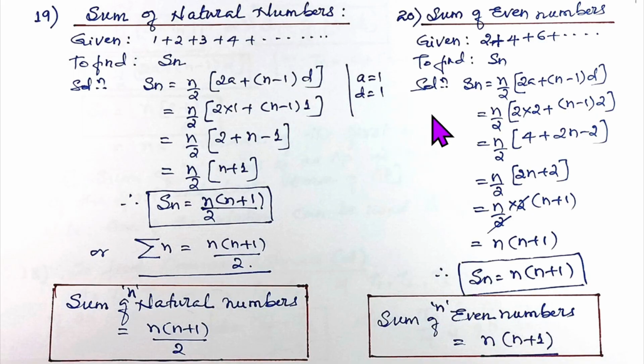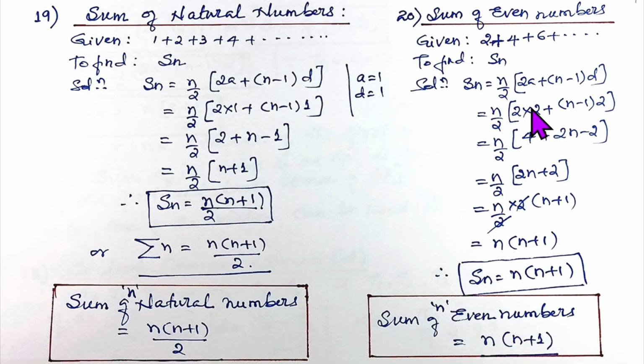Let us learn one more important application, to find the sum of even numbers. What is given to us? We are given 2 plus 4 plus 6 and so on up to n terms, the sum of even numbers. As you know, even numbers also form an AP, and therefore we can find Sn using the formula for AP. Sn is equal to n upon 2 in the bracket 2a plus n minus 1 into d. Here a is 2 and d is 4 minus 2, that is t2 minus t1, and that is 2.